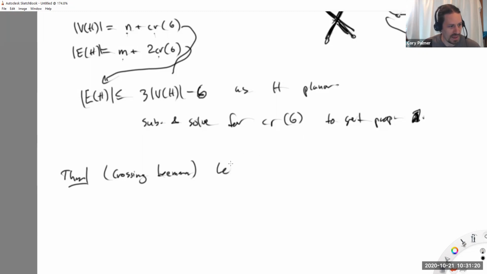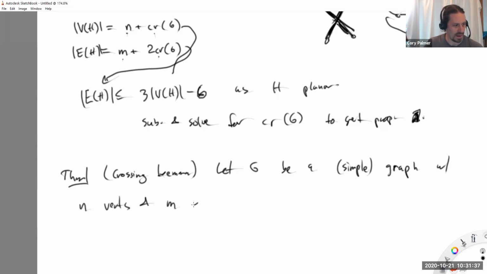Okay, so let G be a simple graph. I don't know why I put this in the notes to emphasize. Simple just means no multi-edges. With N vertices and M edges. Sorry. And M has to be at least 4 times N. Okay, so we have at least 4 times as many edges as vertices. So we're definitely past the threshold for being non-planar. And the proof doesn't work for smaller values here. So this theorem only works in this range here.